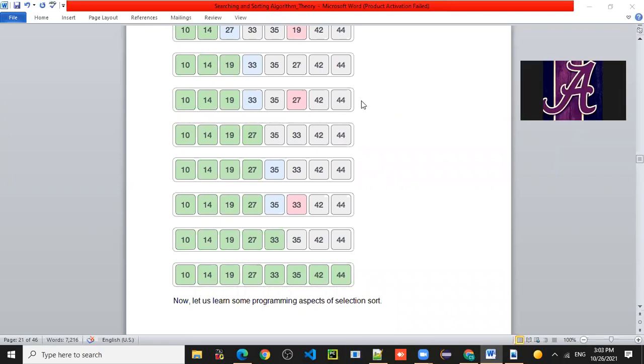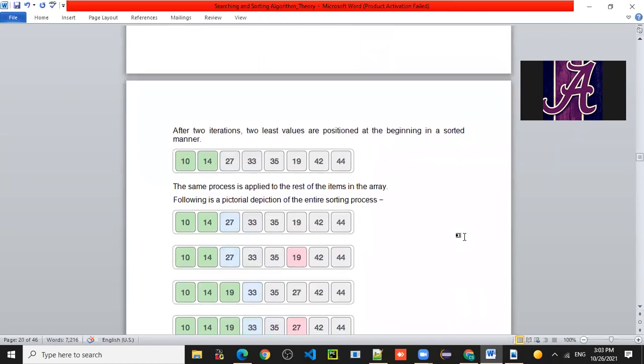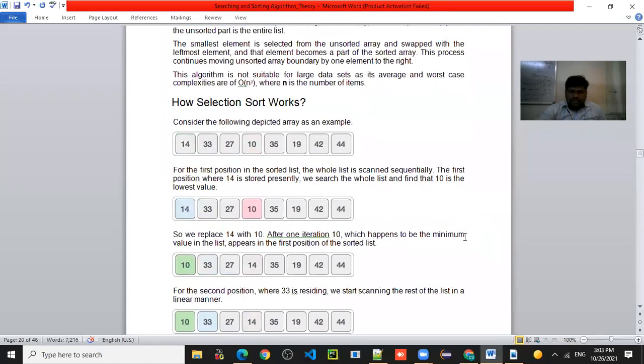Sir, which is simple, insertion sort or selection sort? Bubble sort is very simple. After that, insertion sort is a little bit complicated. Selection sort is also a little bit complicated.